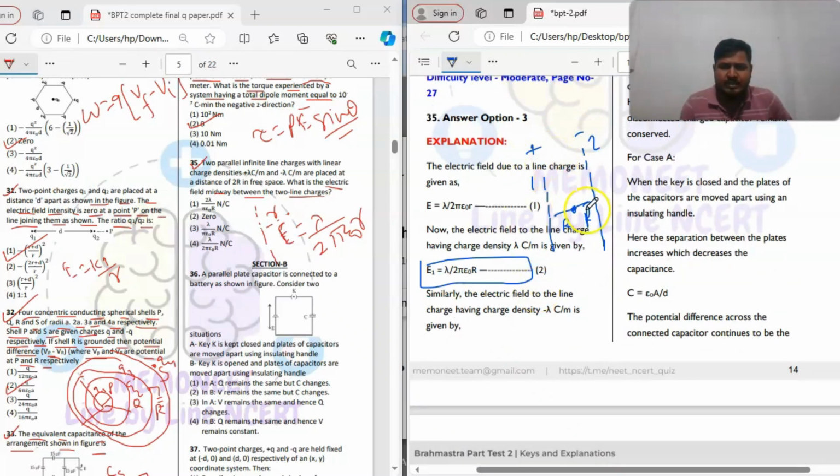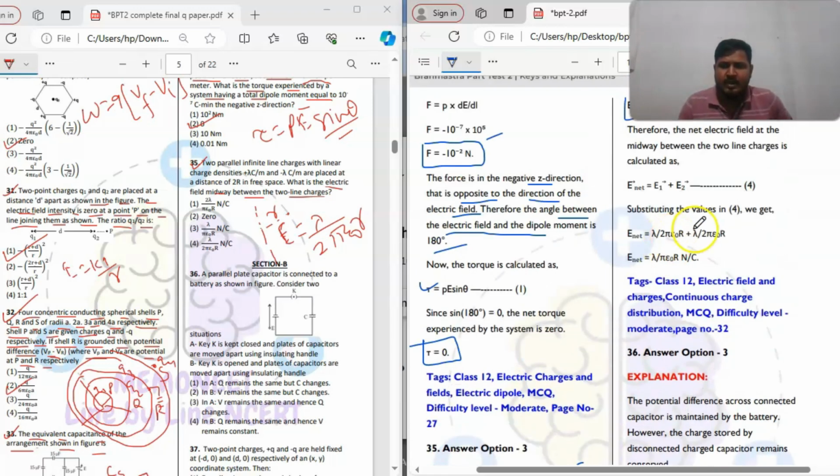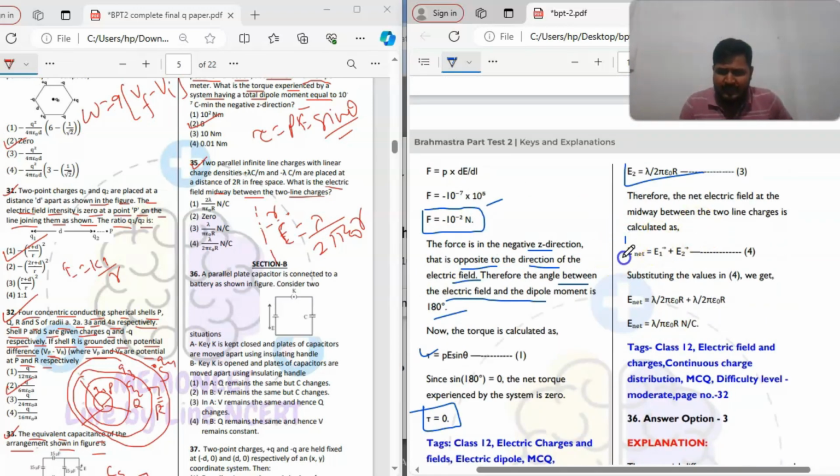So due to this, the electric field is towards the right, and this one also is towards the right. So what is the net electric field? We have to add them. This is the E net. Now putting the values of E1 and E2, we get E net is equal to lambda by pi epsilon naught r newton per coulomb.